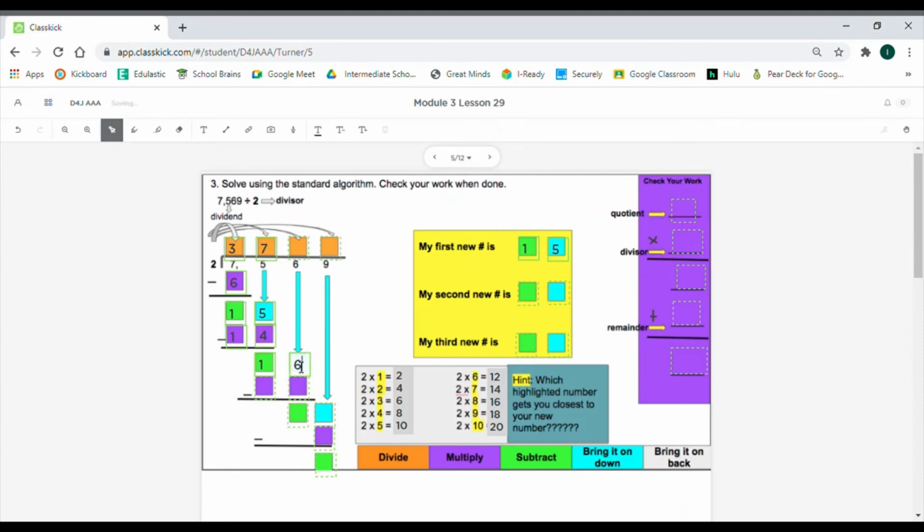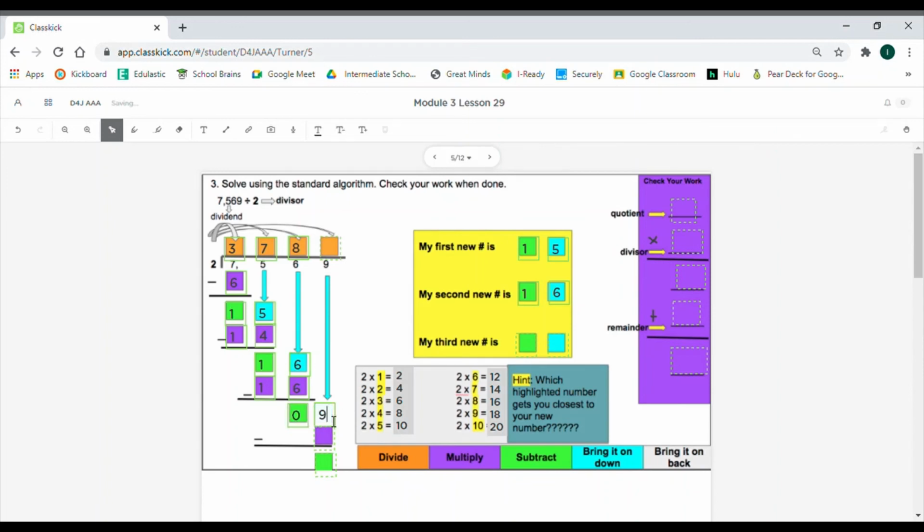I then brought down my 6, and I found my second new number to be 16. I used my second new number to divide again. 2 goes into 16. What did you put here? If you put 8, you're absolutely correct. 2 goes into 16 8 times. Then I multiplied again. My number at the top times my divisor. 2 times 8. And I got 16. I then subtracted again. 16 minus 16, starting in my ones place, 6 minus 6 is 0.